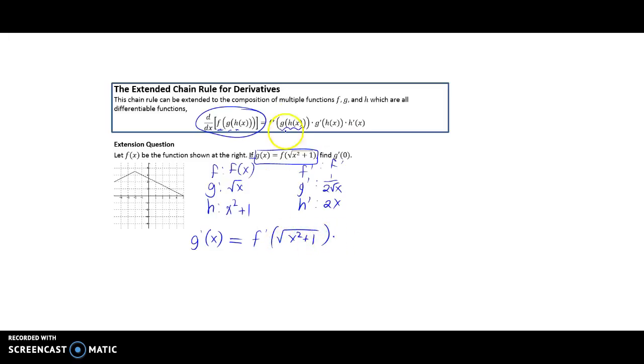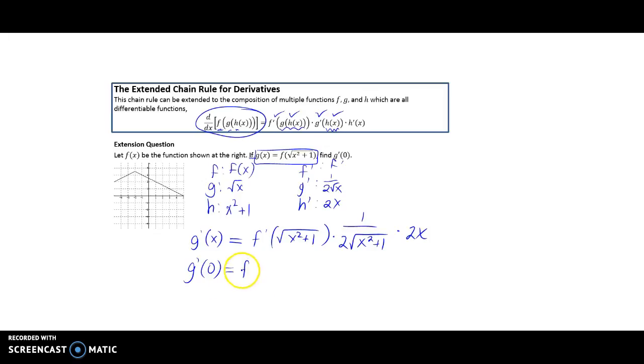I'm going to multiply that now, so I've kind of done this part. I need to now think about the g prime. That's 1 over 2 square roots of x, but here it's not an x, it's an h of x. There's my x squared plus 1 showing up, taking care of this, and all I need to do is multiply now by h prime, 2x. The nice thing here now is that I need to evaluate this at 0.